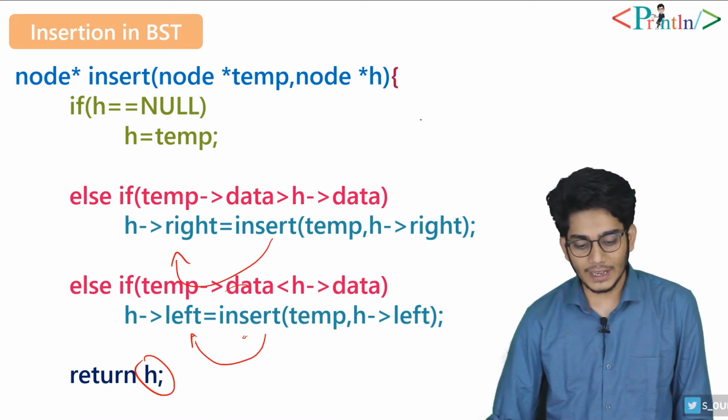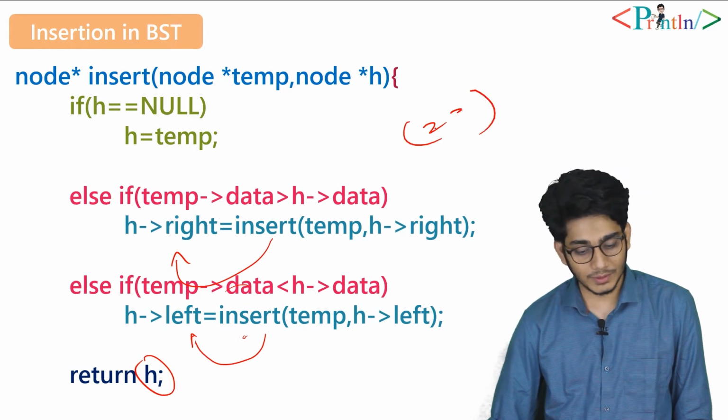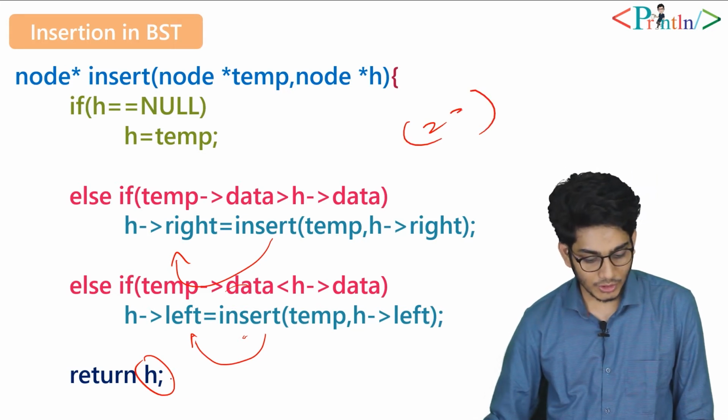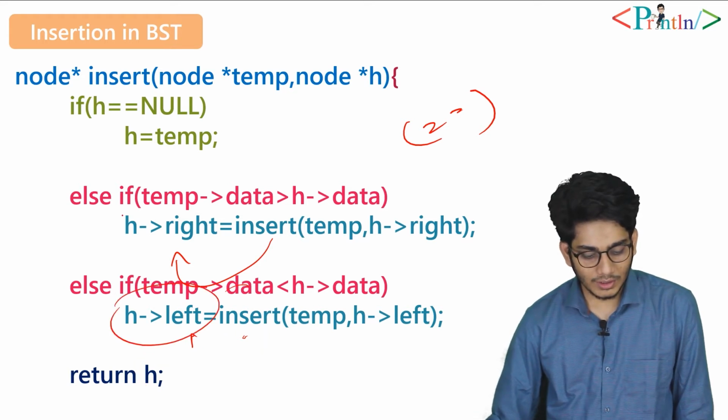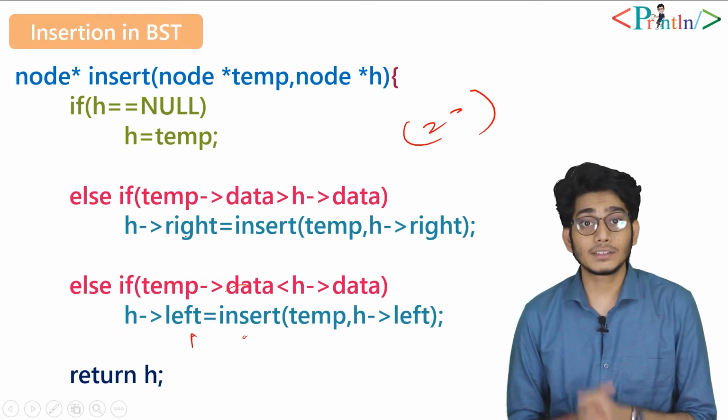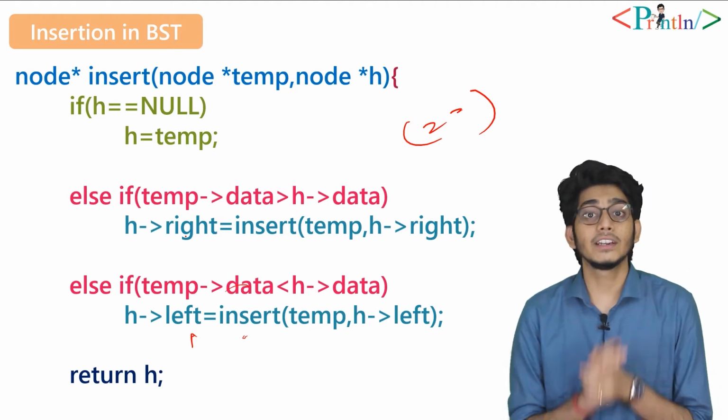You can see that we haven't put any condition for the equals-to case. For the equals-to case, it will also return the value, and whatever value is returned will be stored over here or here. And at last we'll return the entire tree to the root node.